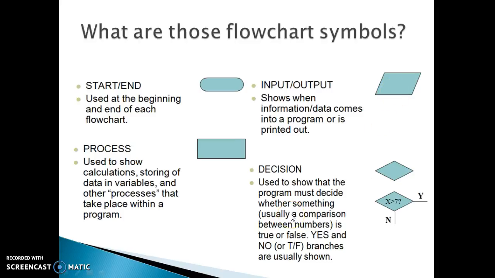Decision means we have some condition and the answer will be in two ways, more than one, that is yes or no. So for this decision you have to use the kite symbol.